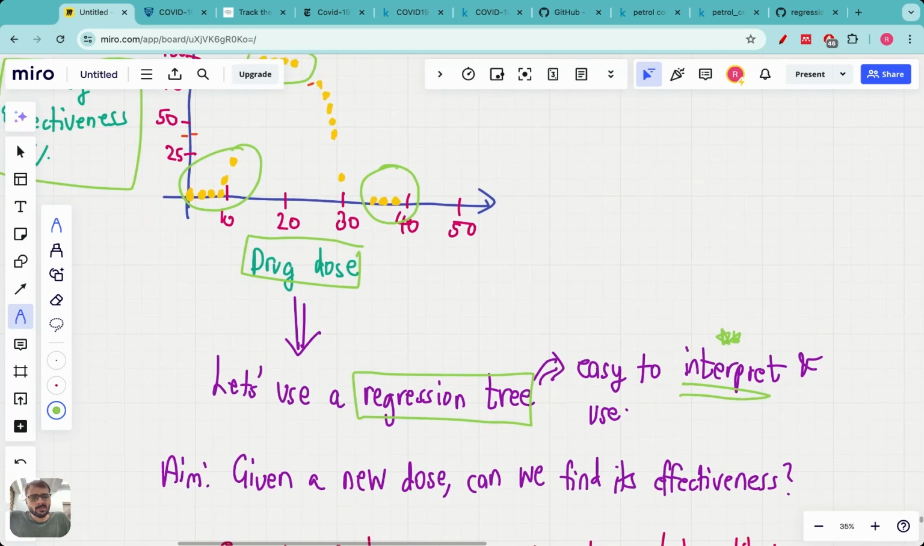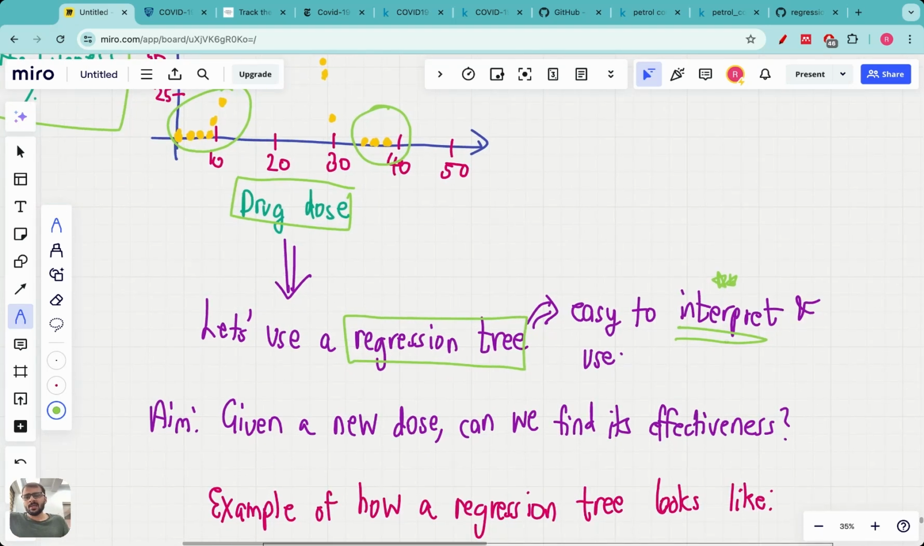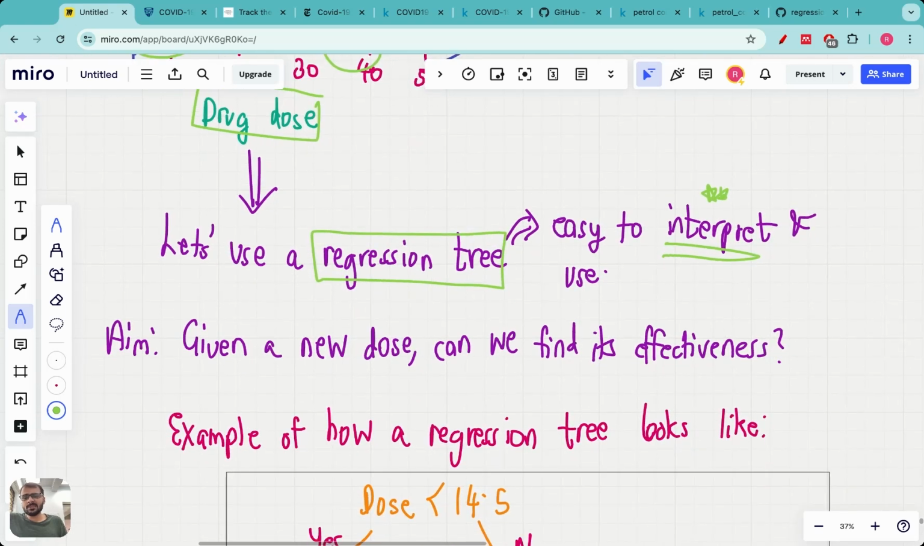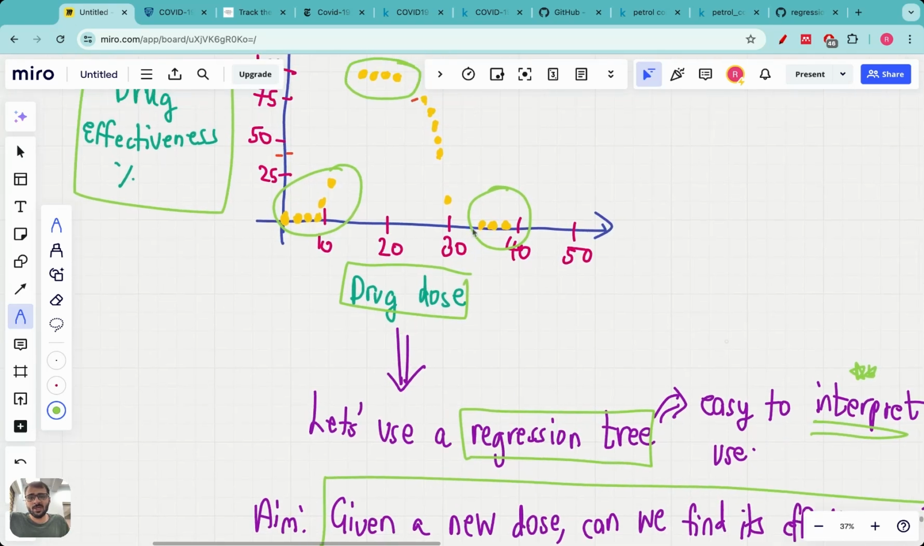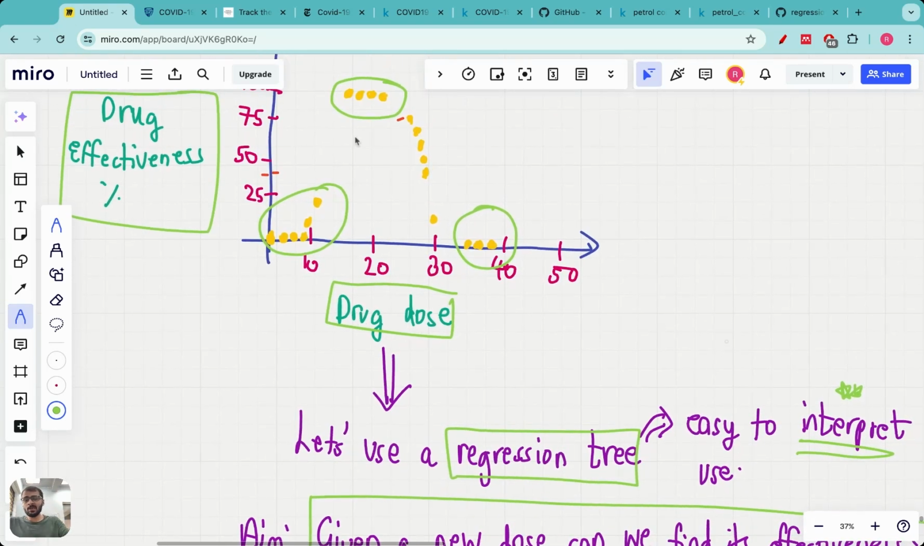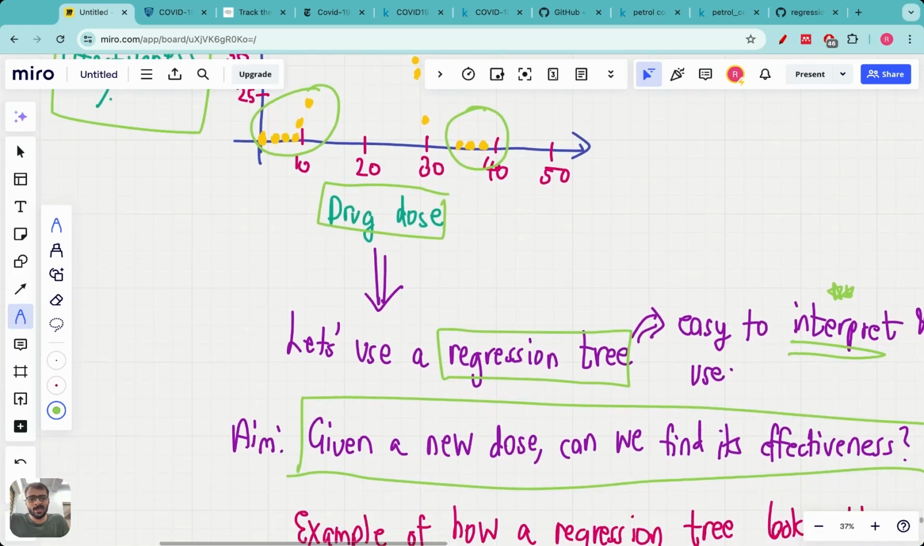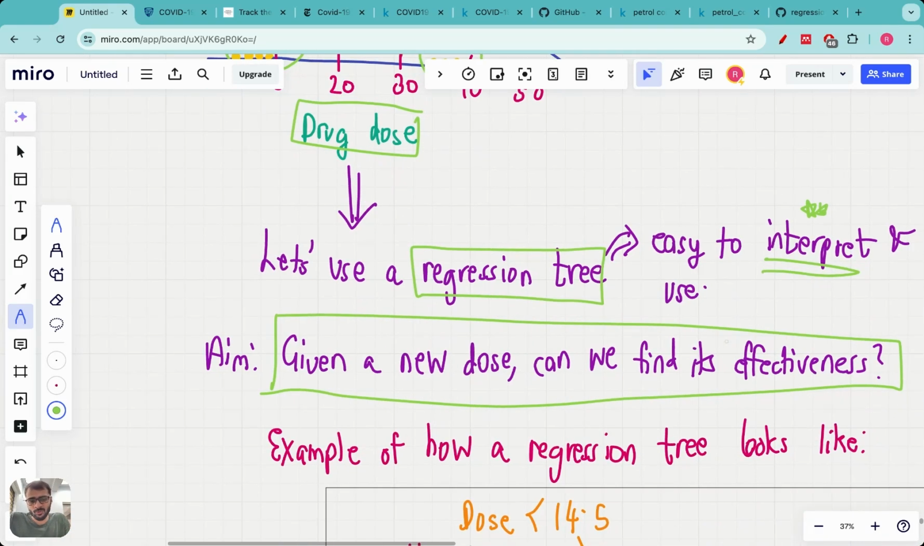Great. So let's use a regression tree. And our aim is that, given a new dose, can we actually find the effectiveness of the dose? So we have this training data, right? If we are given new data which is not in the training set, which is a new dose, can we find the effectiveness of that particular dose? That's the problem which we are trying to solve.